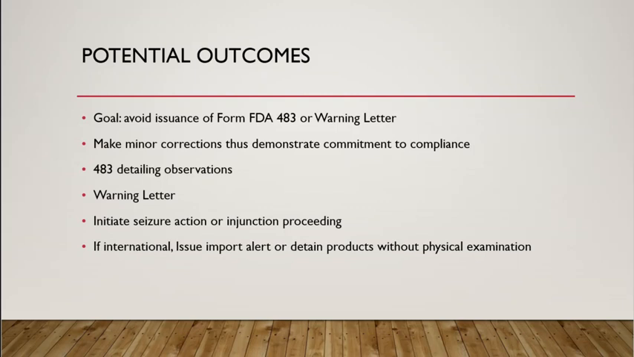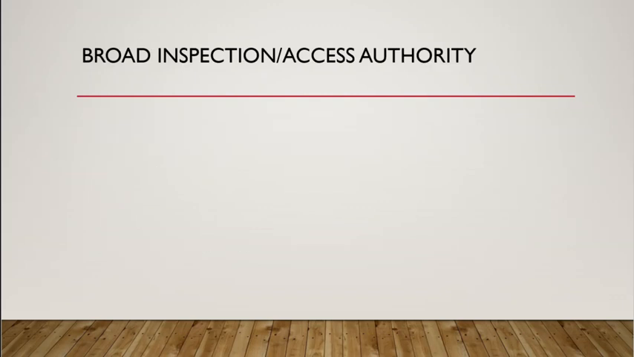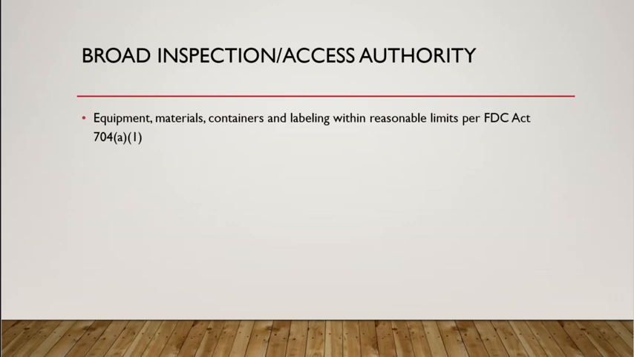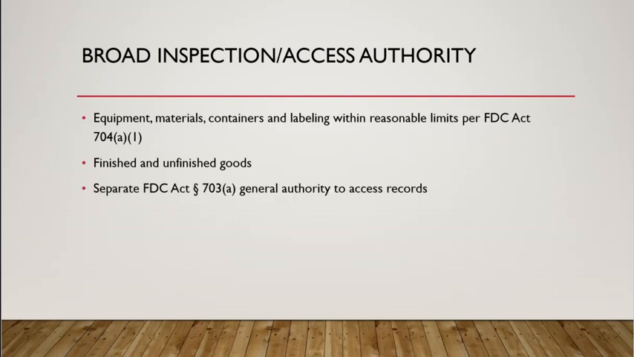If you haven't been wondering, you ought to be wondering, what is the FDA's inspection authority and what kinds of facilities can it inspect? Well, it's got broad authority to inspect, within reasonable limits, equipment, materials, containers, and labeling. And it can look at finished and unfinished goods under the statute that I've quoted here, and it has separate authority to access records.